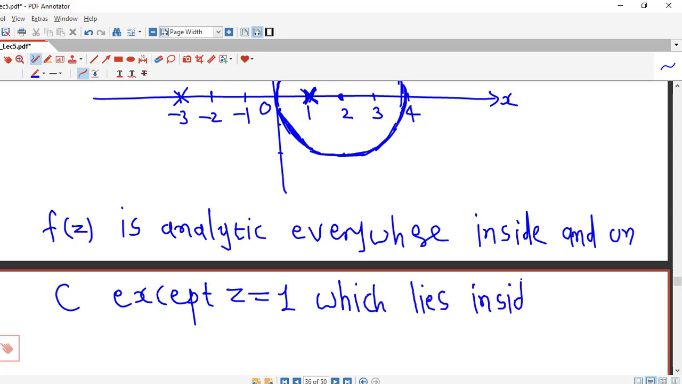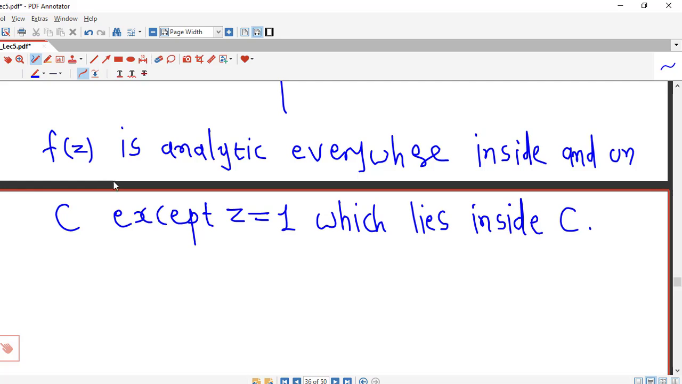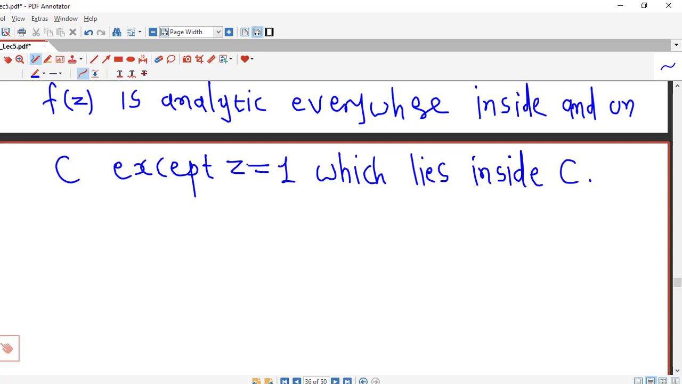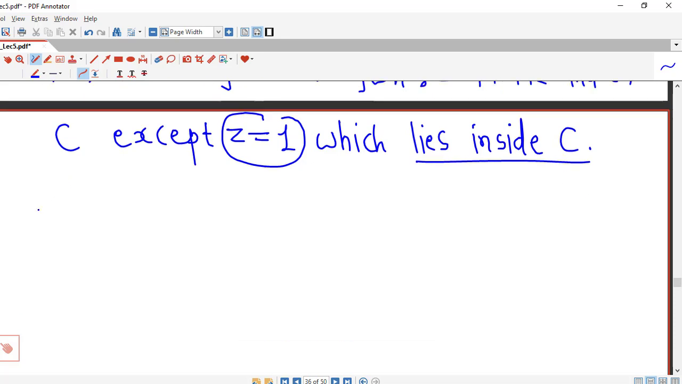So this shows that we can apply Cauchy's residue theorem. f of z satisfies the hypothesis of Cauchy's residue theorem. So we can evaluate the integral of f of z along this contour C using Cauchy's residue theorem. For that we have to calculate the residue of f of z at this singularity, which is inside the simple closed contour C. So now we try to calculate the residue at z equal to 1.